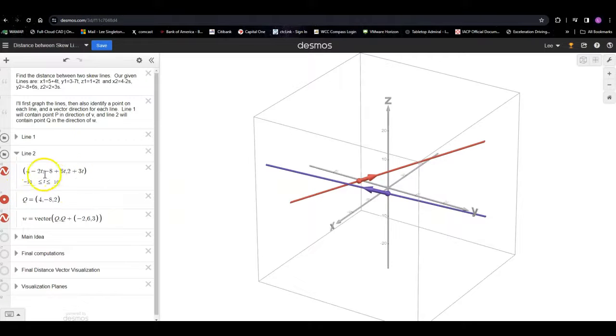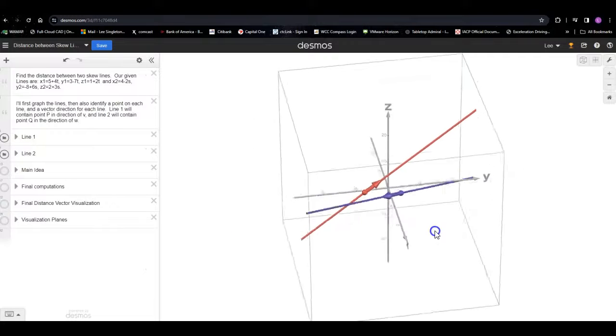But we have that parametric form of the line, the point Q, which I know is on my line. And then the vector, which I'm calling W, which is starting at that point Q and heading out, sort of defining the direction of that line. So there's that one.